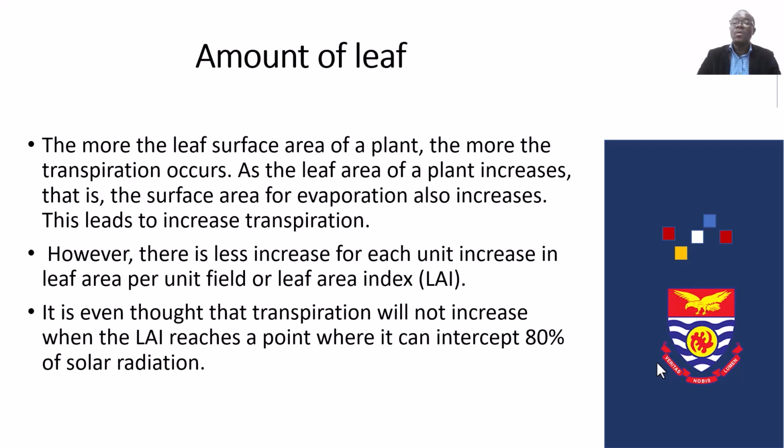Amount of leaf. The more the leaf surface area of a plant, the more the transpiration occurs. As the leaf area of a plant increases, the surface area for evaporation also increases. This leads to increased transpiration. However, there is less increase for each unit increase in leaf area per unit field, or leaf area index. It is even thought that transpiration will not increase when the leaf area index reaches a point where it can intercept 80% of solar radiation.